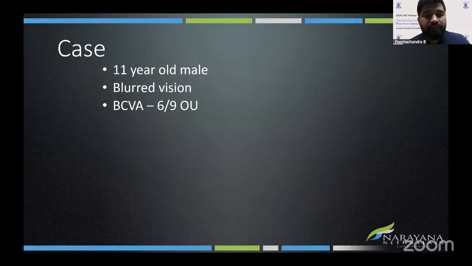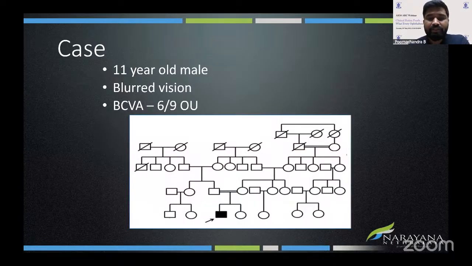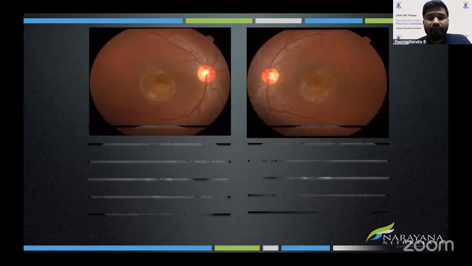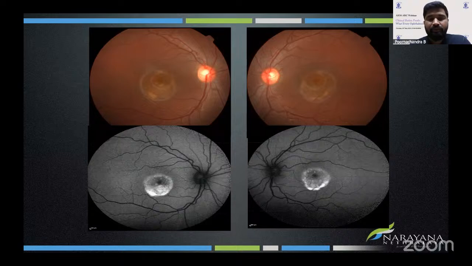So the second case is an 11-year-old male who presented with blurred vision with a relatively good vision of 6/9. And when we drew the pedigree, we got to know he was born out of a consanguineous marriage and had one more unaffected sister. So this was the fundus photograph and the corresponding autofluorescence, where you can see vitelliform deposits in the macular region, which is very classic of Best disease.